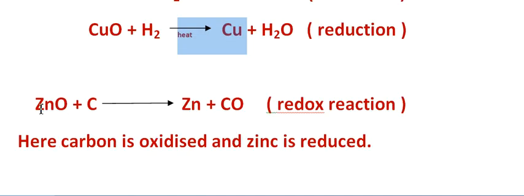In the third example, zinc oxide plus carbon gives zinc plus carbon monoxide. Here, in zinc oxide, oxygen is removed and zinc is formed. So this is a reduction reaction, whereas carbon is converted to carbon monoxide. Therefore, oxygen is added, so it is oxidation reaction. So in this reaction, both types of reaction take place, that is oxidation and reduction reaction. Therefore, it is known as redox reaction.